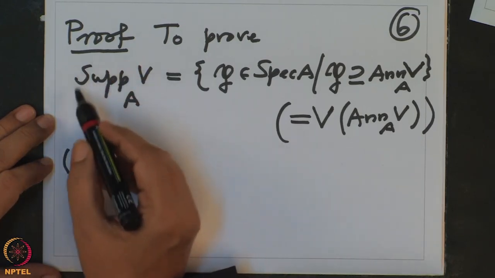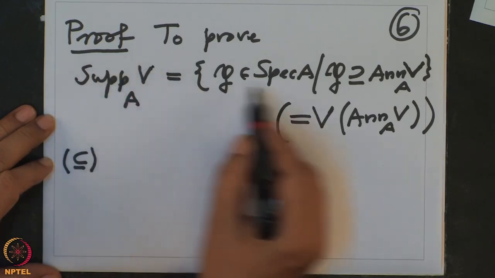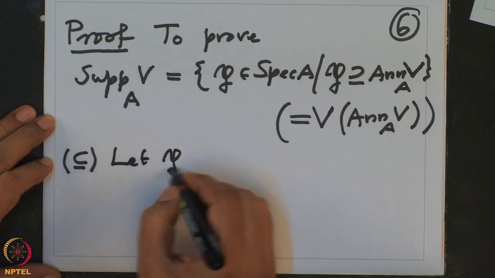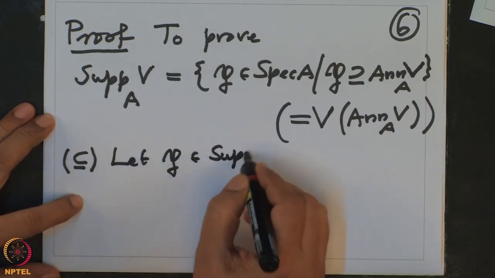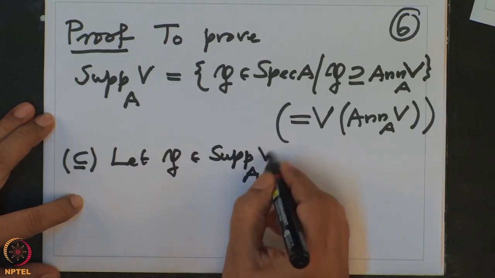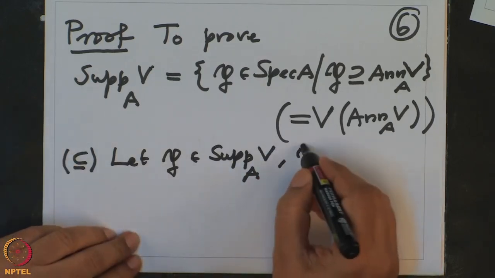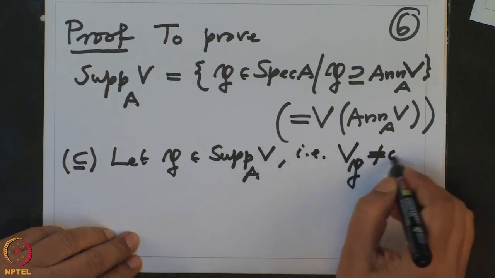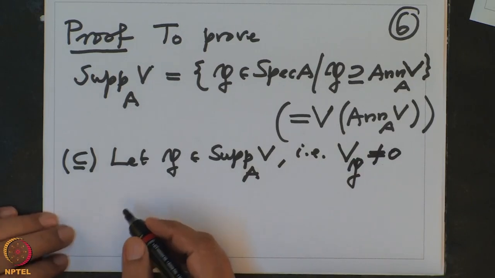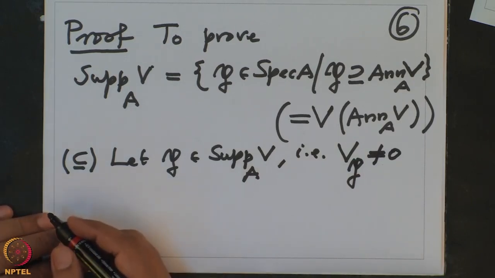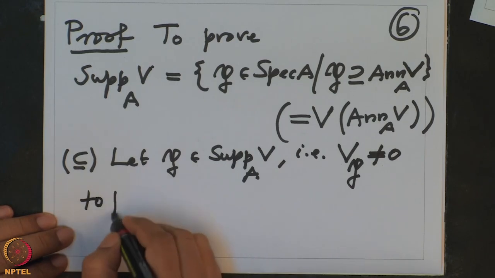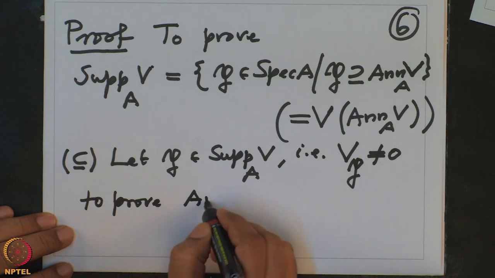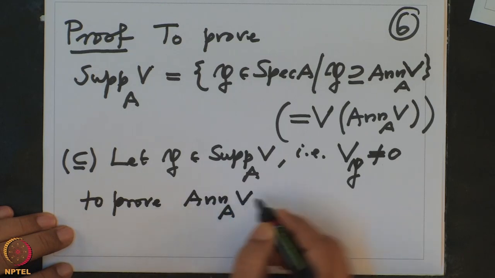That means if I have a prime ideal in the support, then I should prove that it contains the annihilator. So let P belong to the support of V. That means V localized at P is non-zero. And what do I want to prove? I want to prove that the annihilator of V is contained in P.